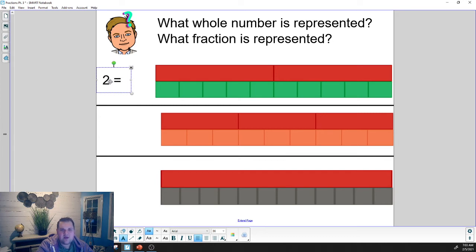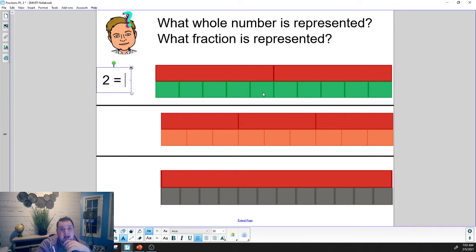Now I want you to think about what the fraction with the green tiles is. So here's all those green tiles. What fraction do we see with all of these green tiles? Remember, the numerator at the top is how many pieces you see. The denominator is how many pieces fit in one whole.